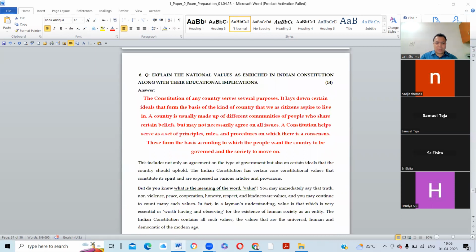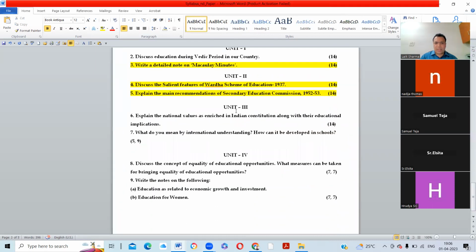Okay. The next question, the sixth question, is under Unit 3. This is important, and I recommend all of you learn this question because it is very important. These questions can also repeat. Explain the national values as enriched in the Indian Constitution along with their educational implications.